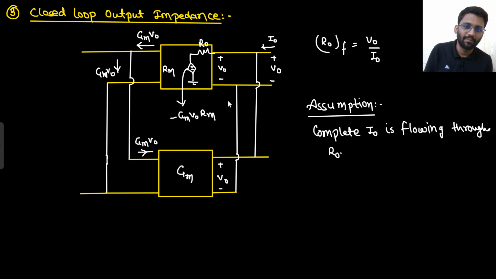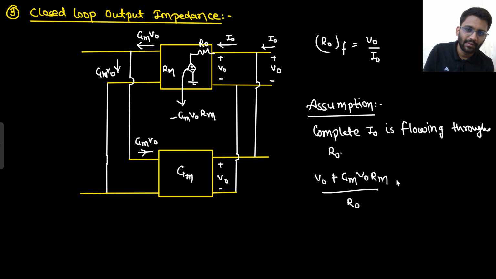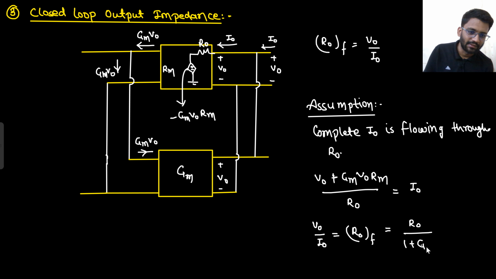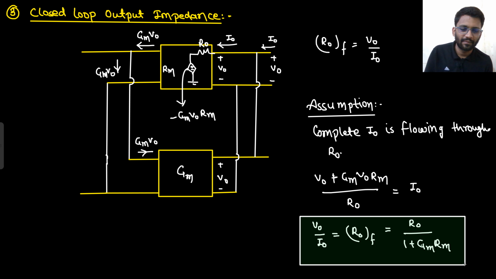So what will be V naught by I naught? This potential is V naught, and this complete I naught current is flowing here. So V naught minus of minus GM V naught RM, so V naught plus GM V naught RM, divided by R naught, is equal to I naught. So what will be your V naught by I naught? V naught by I naught, that is R naught with feedback. That would be R naught upon 1 plus GM RM. That's it. R naught upon 1 plus GM RM.